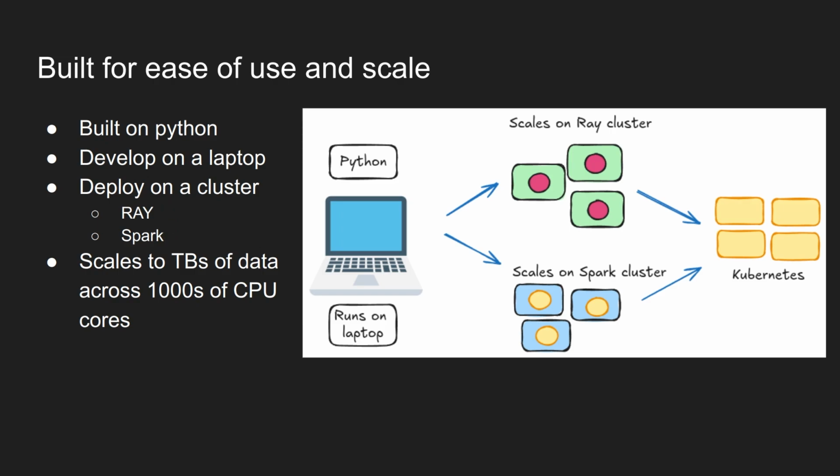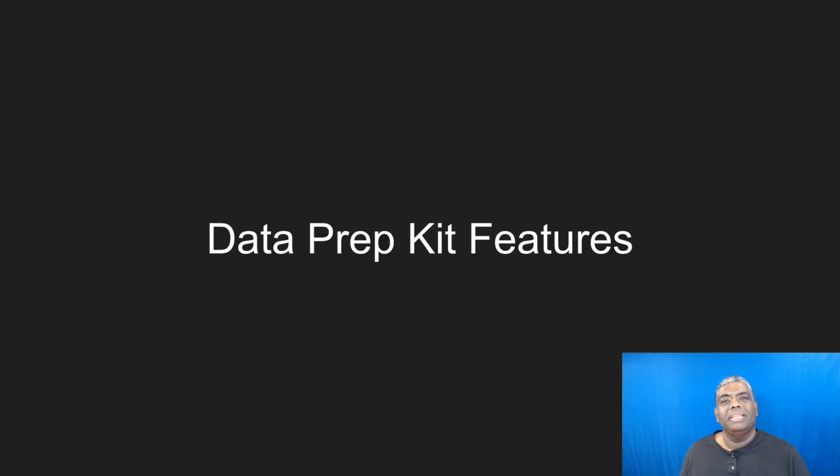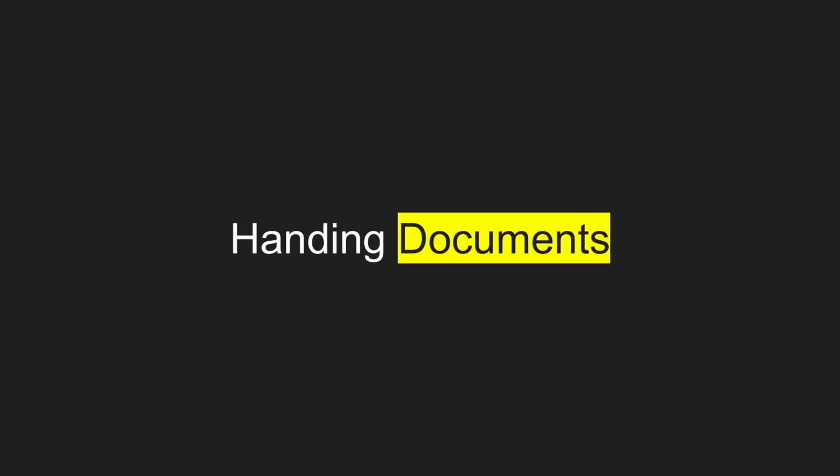So the IBM Granite model, it's open source. The data used to train is terabytes in size. It's actually prepared using data prep kit. So this is not a toy project. It is proven at scale, and now it's open source. So in the next few slides, I'm going to walk you through some of the features of data prep kit. And let's start with documents.